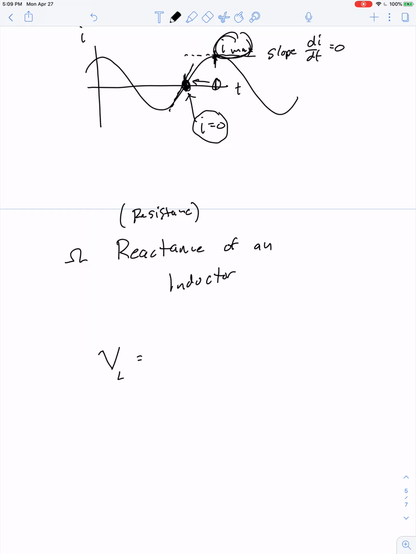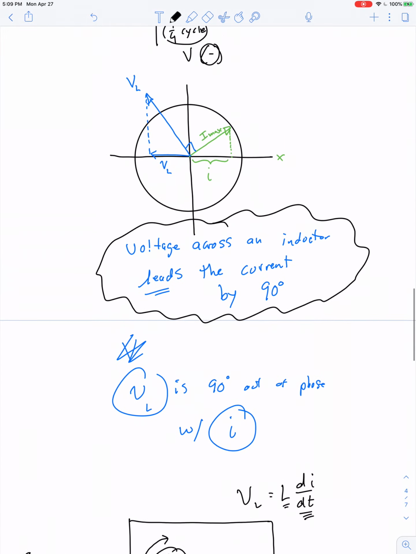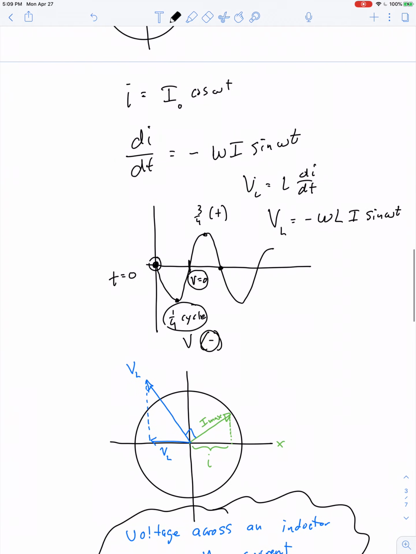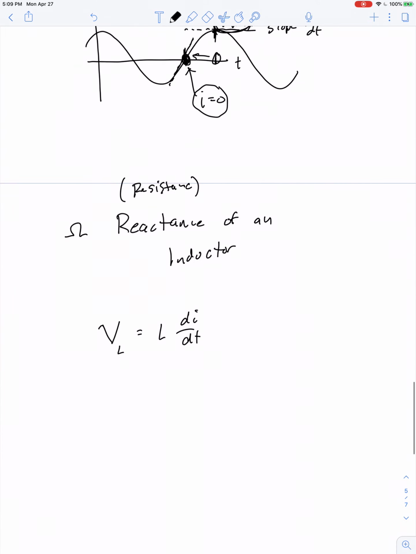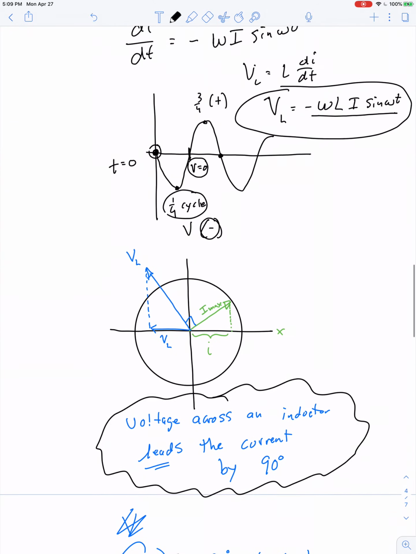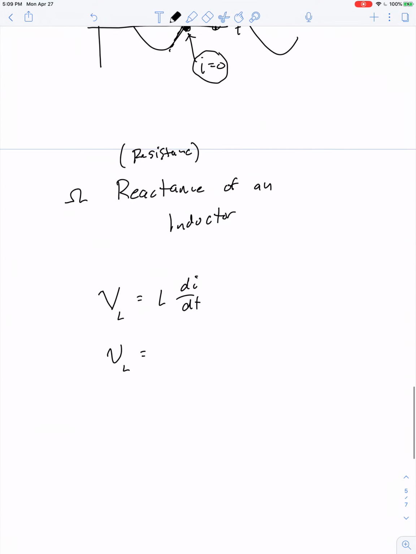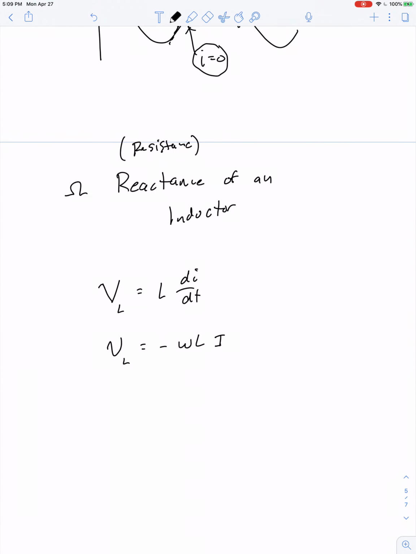well, the instantaneous voltage is L di/dt. And as we saw, that gives us omega L I sine omega t. Voltage across the inductor at any instant is negative omega L I sine omega t. Which means the maximum voltage across the inductor is omega L I.